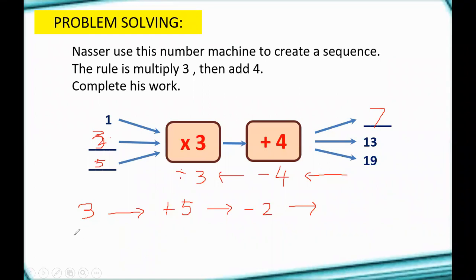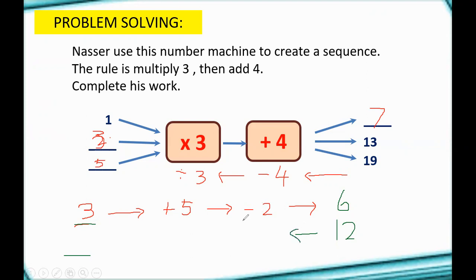For example, we have here, our number is 3. Let's change the color. Okay, our starting number is 3. Okay, so 3 plus 5 is 8. Minus 2 is 6. Now, how about if I have a number here which is 12? Okay, so I don't know the first number here. So you have to go back.